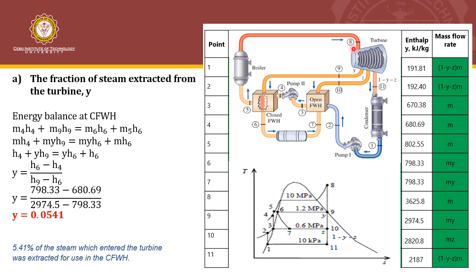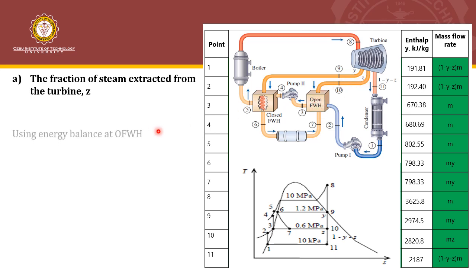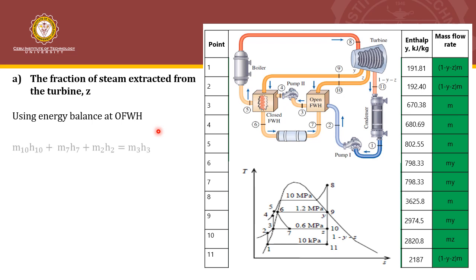And as you can see, we still have another extraction here at point 10, which is z. So that's why we need to also get that fraction of steam extracted for the open feed water heater. So we're going to do an energy balance at the open feed water heater. Energy entering are point 10, point 7, and point 2. The one that is leaving is point 3. So that's why we have here point 3.